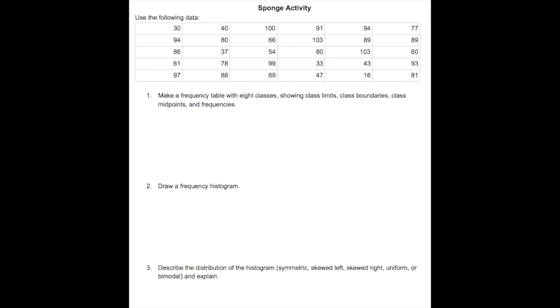All right, now time for the sponge activity. So I want you to use the following data here to first make a frequency table with 8 classes showing what the class limits are, the class boundaries, the class midpoints, and the frequencies of each class. Then I want you to make a frequency histogram, and then, looking at the histogram, describe the distribution as symmetric, skewed left, skewed right, uniform, or bimodal, and explain the one you picked.